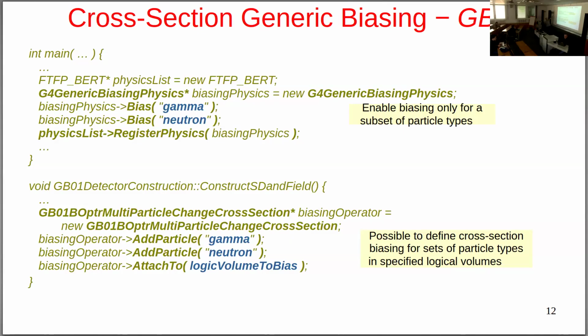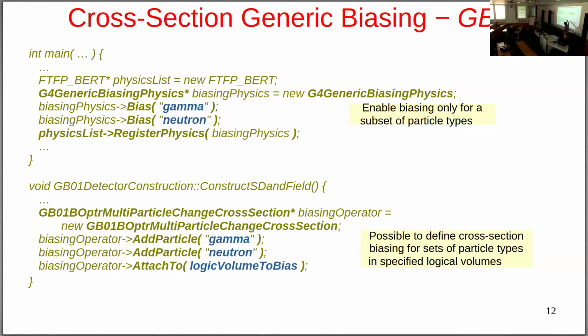So you see, after you specify the physics list, FTFP_BERT in this example, you use this physics constructor, G4GenericBiasingPhysics. And there you specify which particles you are interested in, like this, in a few lines.